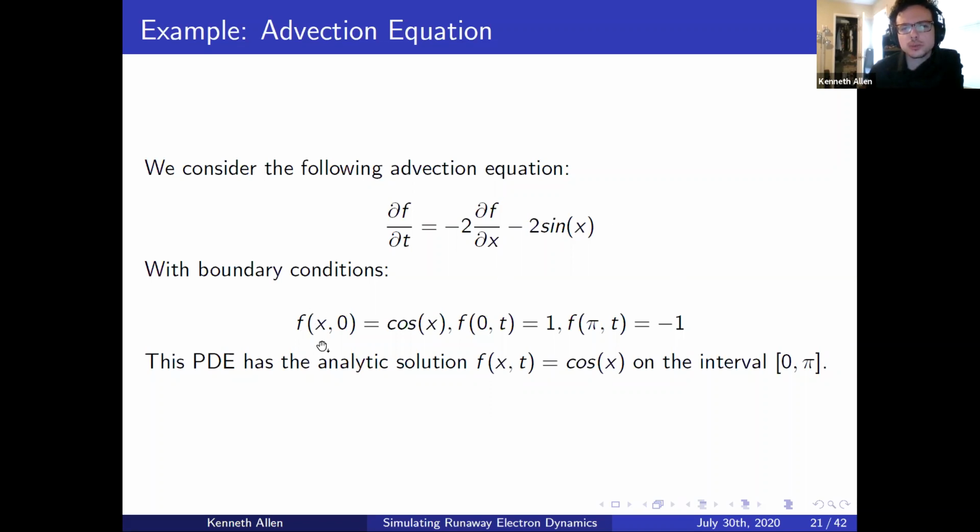It has certain boundary conditions. At time 0, we have an initial condition of cosine of x. At the left, we fix the value of the function to be -1. At the right, we fix the value of the function to be 1. The analytic solution of this equation is just cosine of x at all time.